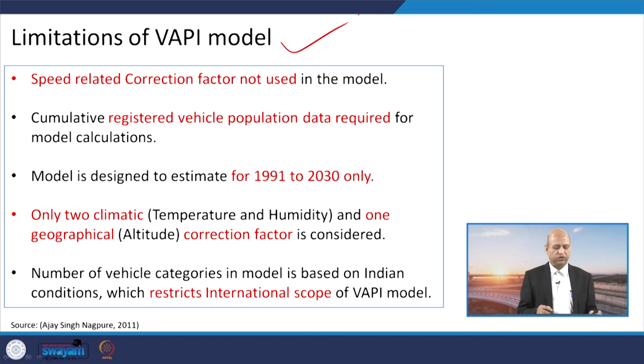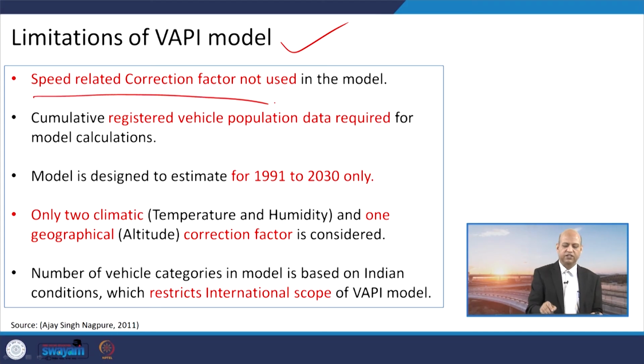It is not the perfect model, because there are speed related correction factors which are not included in this. We have taken only the vehicle kilometer travelled, we have not seen the variation of the speed, we have taken only the average speed of a vehicle category. So, the estimations may not be so realistic. If we have the driving cycle and different speeds, then better estimations may be there. So, this is one limitation of the VAPI model. Then, it is designed for 1991 to 2030, so beyond that there is no scenario creation, we have to alter it otherwise.